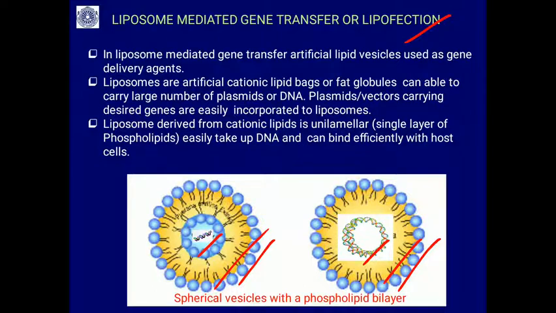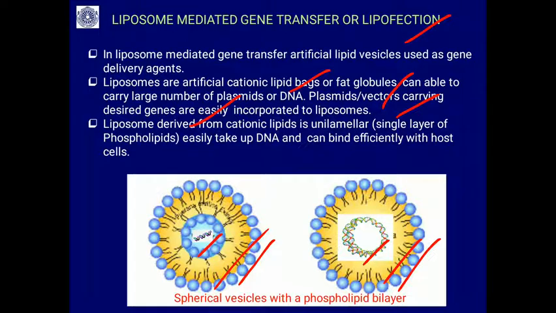So this is just phospholipids, exactly like a fat droplet on water. If that fat droplet is incorporated with the gene of interest, it will be easily delivered to the host cells. Liposomes are artificial cationic lipid bags or fat globules that can carry a large number of plasmids or DNA. Plasmids or vectors carrying desired genes are easily incorporated into the liposomes.